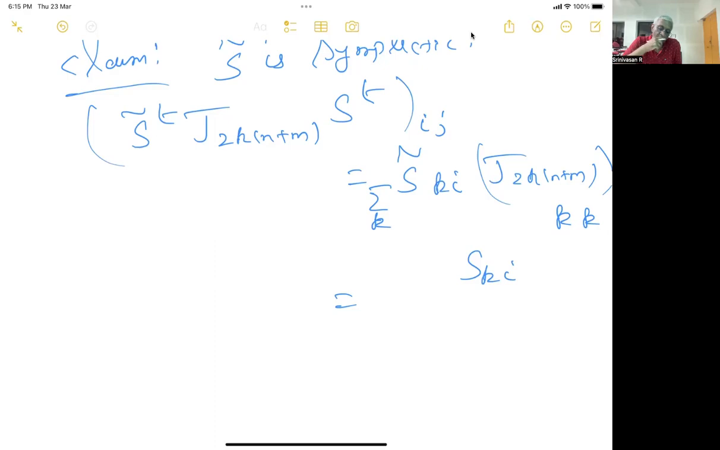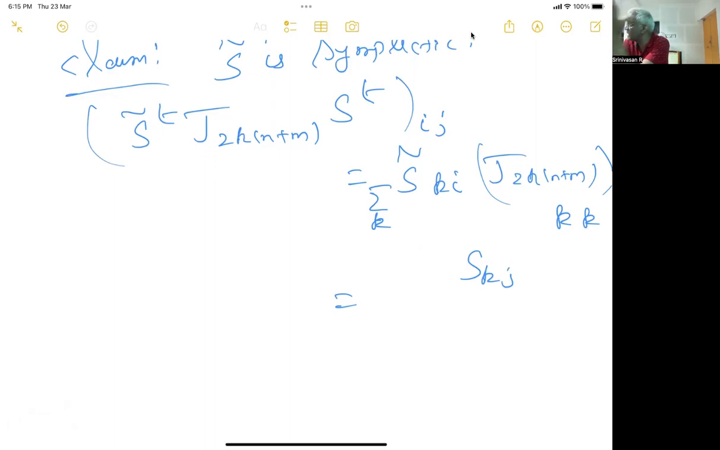Yeah, one second. Yes. Yeah, S_kj, correct. X_kj. Yeah. But then this J_2k, k is just the same matrix, right? It's the same matrix. No, it's KK. Now, instead of a scalar, you have a matrix.